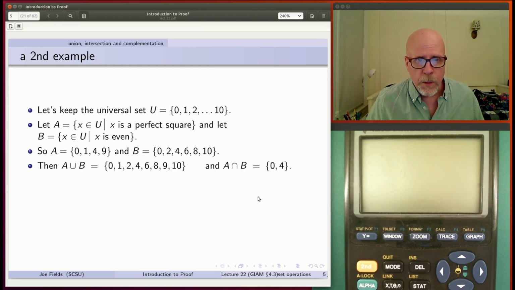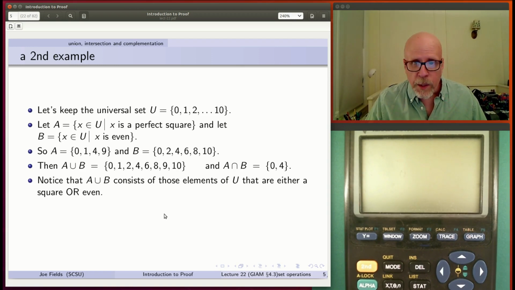What's the intersection look like? That would be the things in common between the two of them. So we're looking for an even number that's one of these squares. 0 is one, 4 is another. So yeah, 0, 4. But 1 and 9, they're not even, so they're not going to be in this intersection.